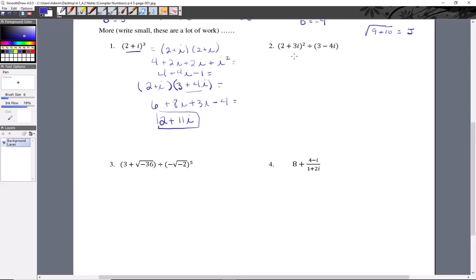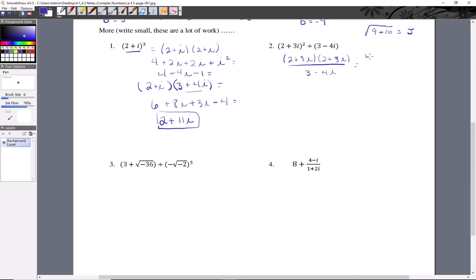Okay, so on number 2, I'm going to do this in 2 parts also. I'm going to square the 2 plus 3i, and then I'm going to divide by 3 minus 4i, which will involve a conjugate, if you remember what we did on Friday. So 2 plus 3i times 2 plus 3i. You can write this as one thing if you want, over 3 minus 4i. And I'll just go ahead and take care of this numerator.